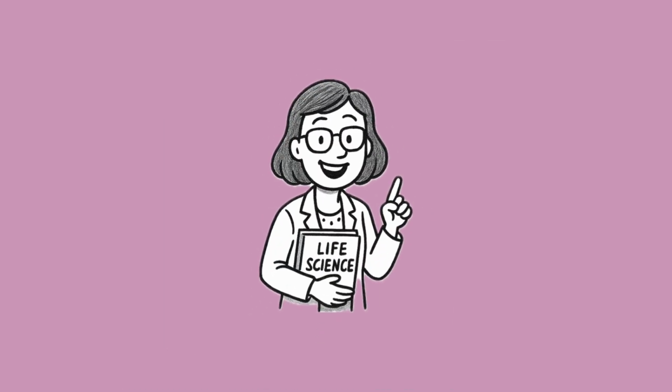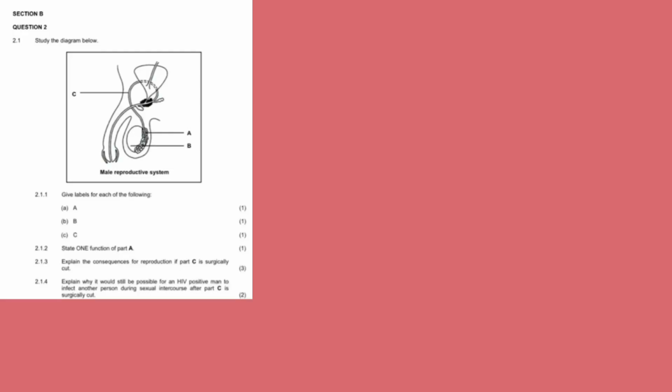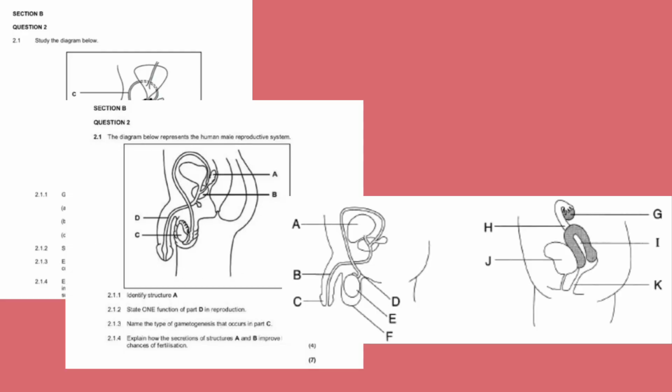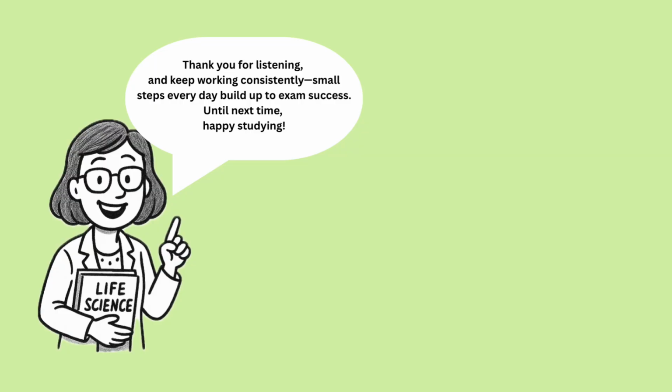And that brings us to the end of today's deep dive into the male and female reproductive systems. In our next lesson, we'll move further into the processes of gametogenesis, the menstrual cycle, and fertilization. Make sure to revise the diagrams for both systems, as labeled drawings are a frequent feature in your matric exams.